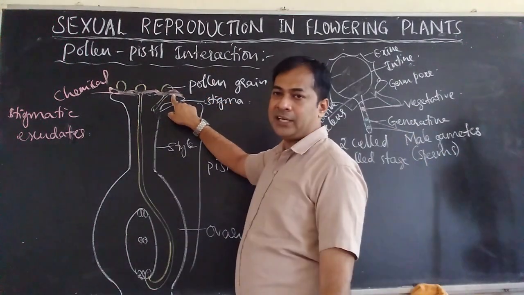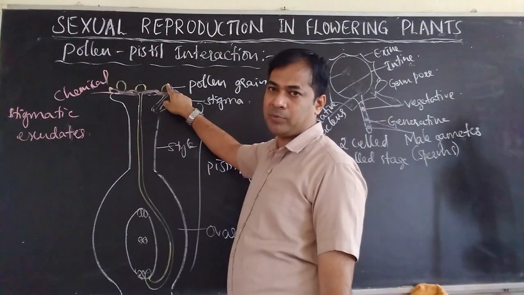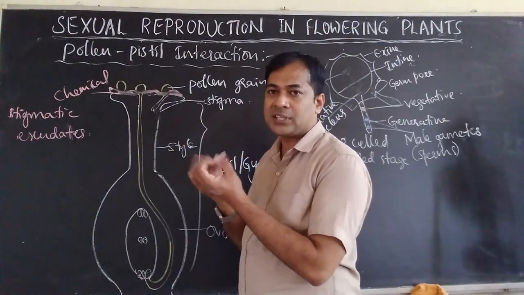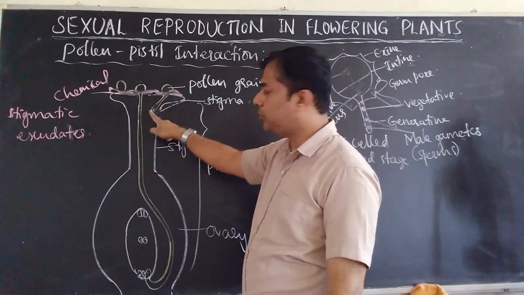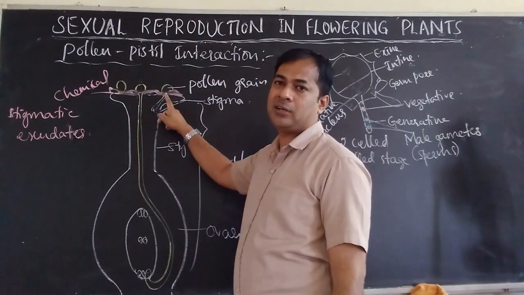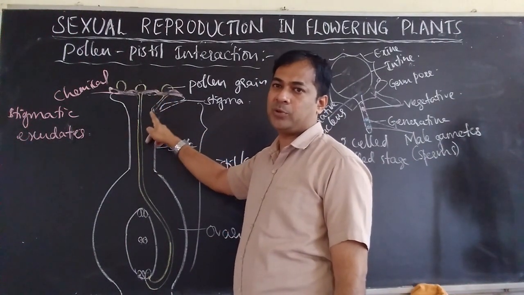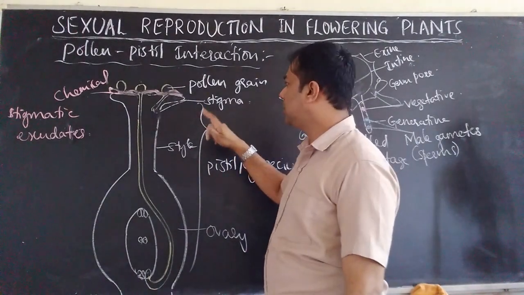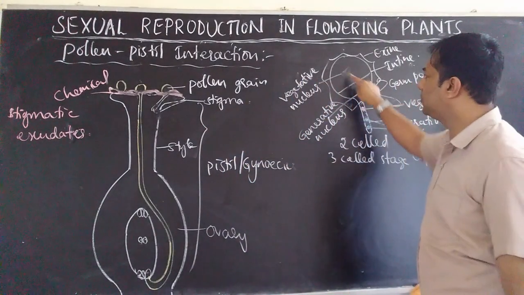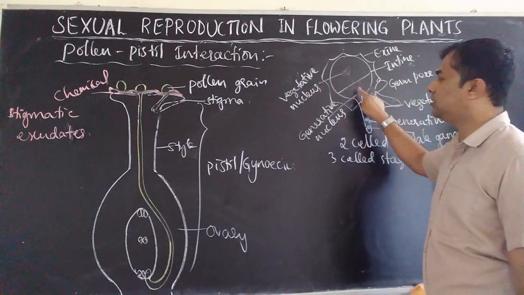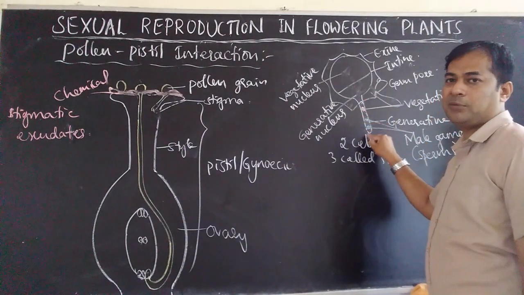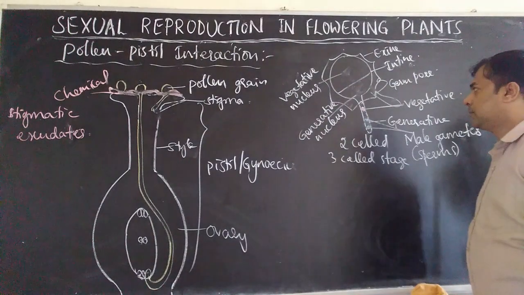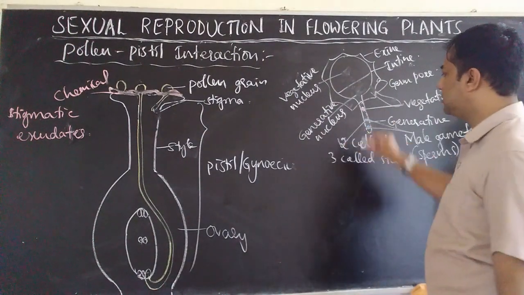So now, once the stigma identifies that the pollen grain is the right type of pollen grain, the stigma produces a chemical. That chemical supports the pollen grain to produce the pollen tube. So the pollen grain will undergo germination and produce the pollen tube. Then of the two nuclei, the vegetative nucleus and the generative nucleus, the generative nucleus will divide into two nuclei. That is called male gametes. That is if it is a two-cell stage.